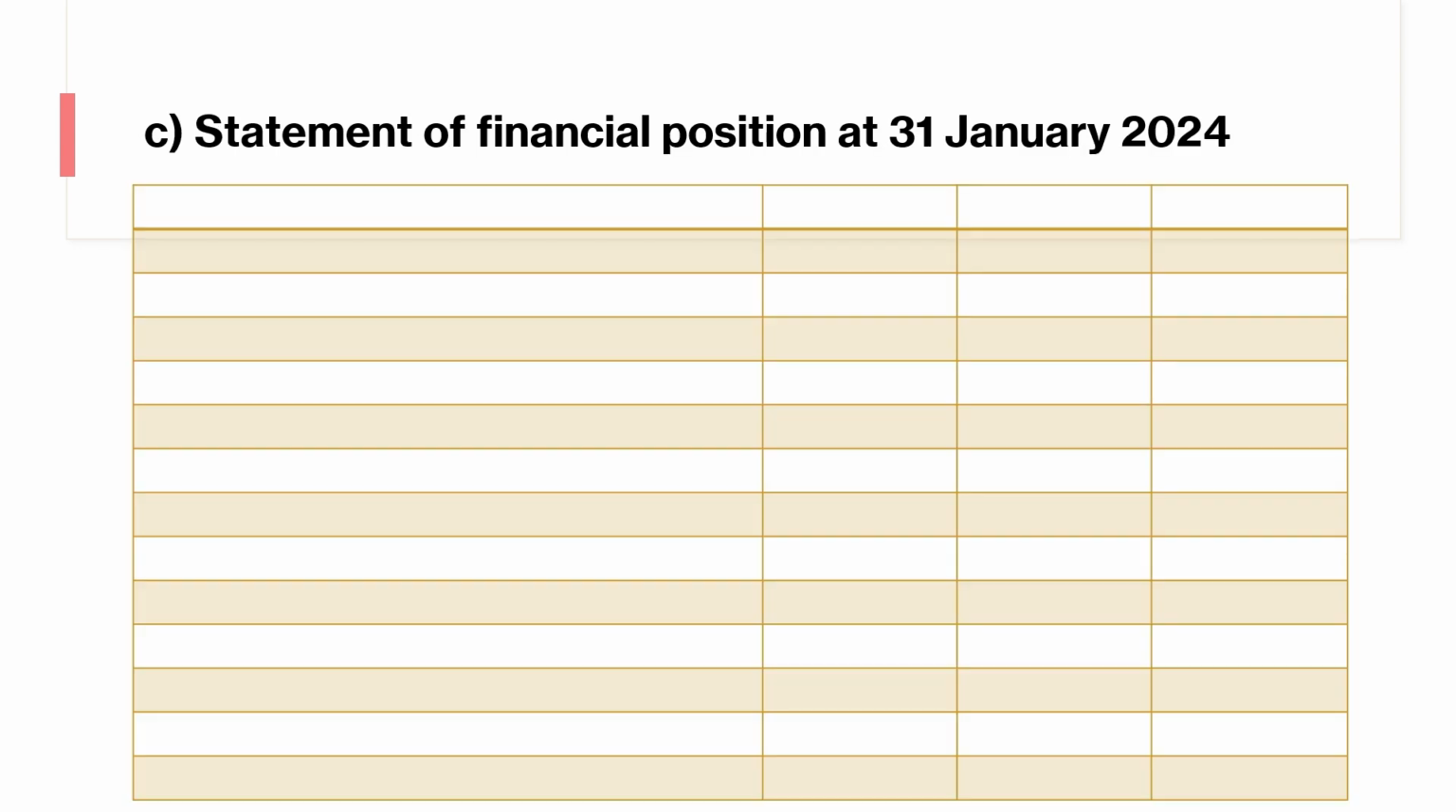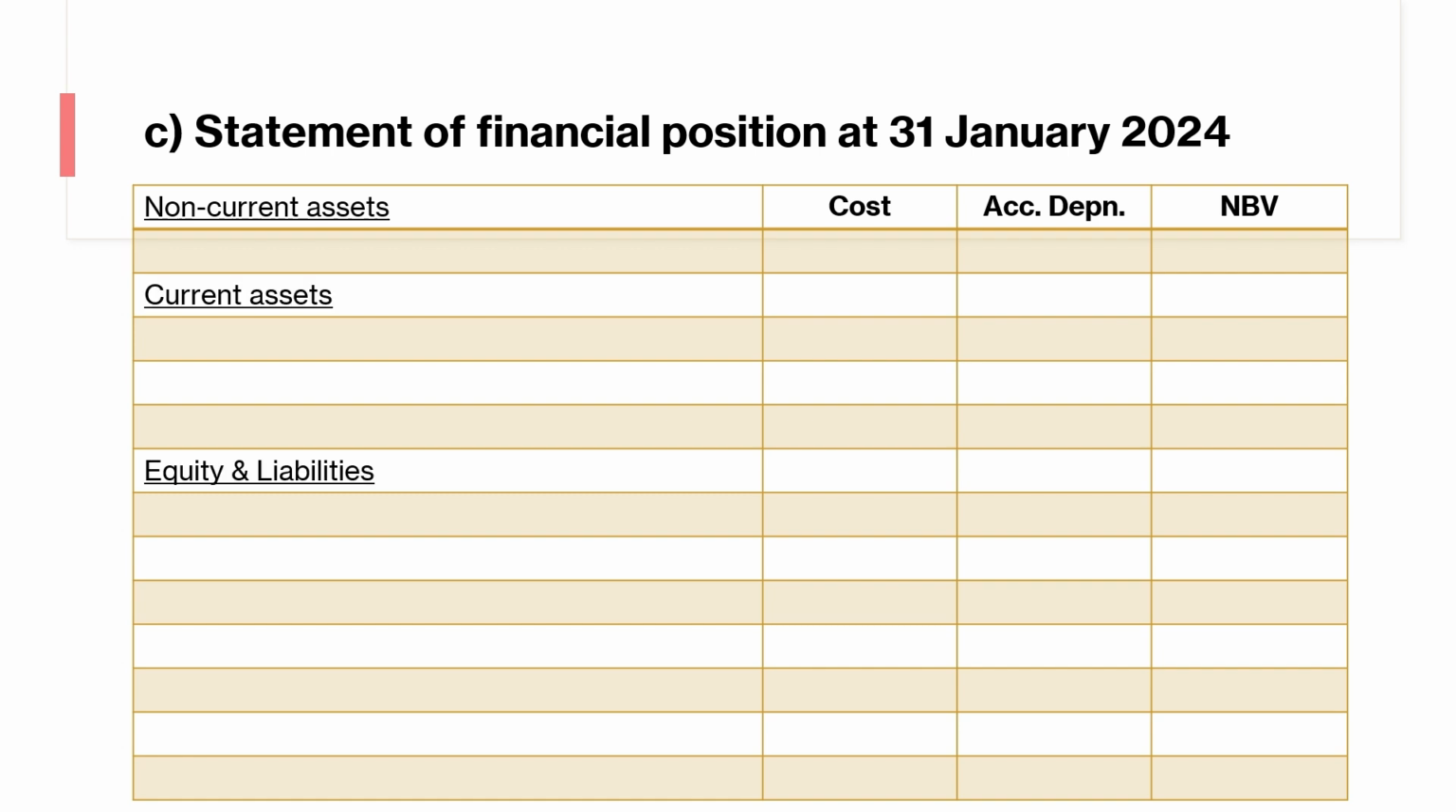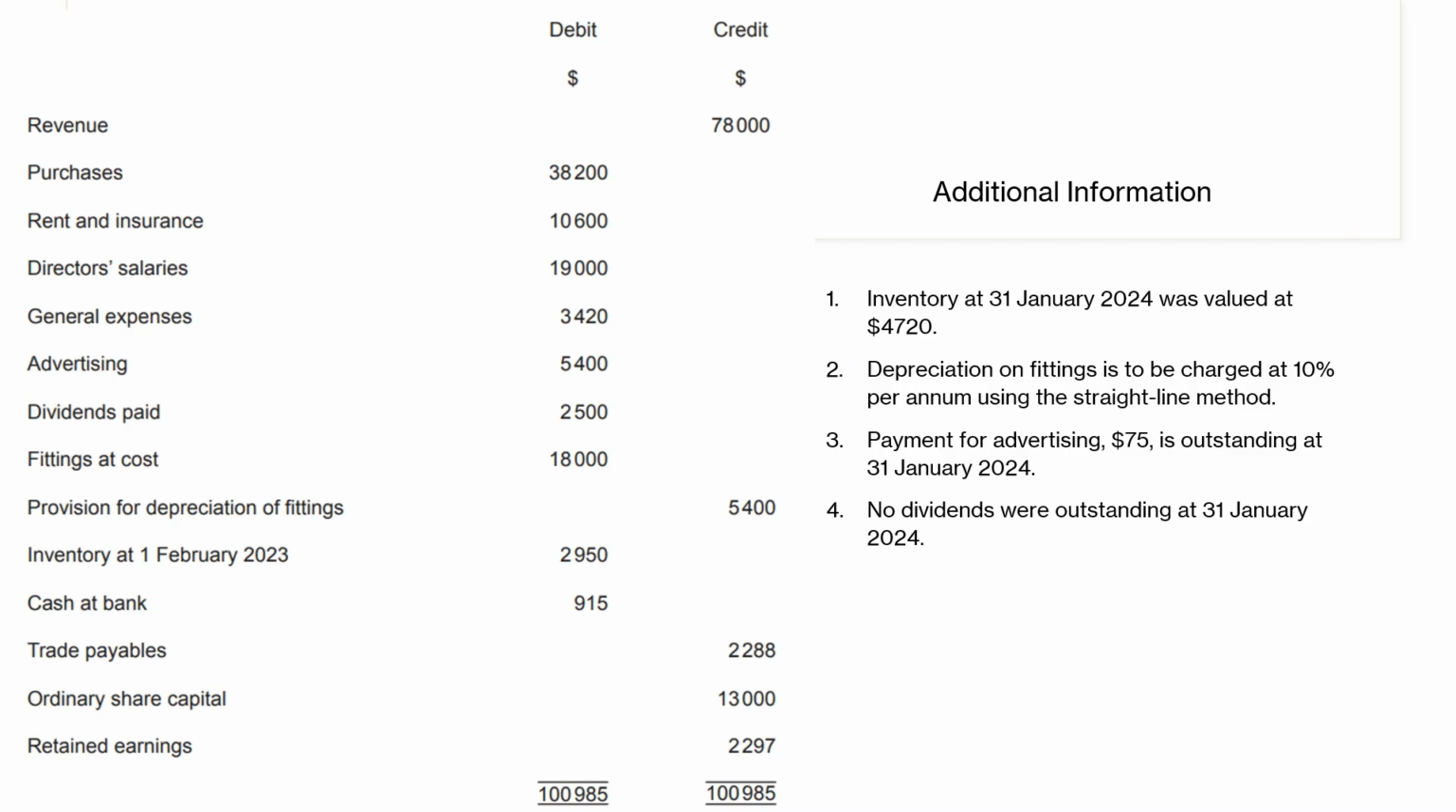Part C is the SOFP at 31st January 2024. So we have non-current assets on top. How do you calculate non-current assets? So we value non-current assets at their net book value. How do you calculate the net book value? It's cost minus accumulated depreciation. That's why we have these three columns to enter the figures in the SOFP. Then you have current assets. You also have equity and liabilities, and in this question we don't have non-current liabilities, so we only list current liabilities. Right, then we can go to the question.